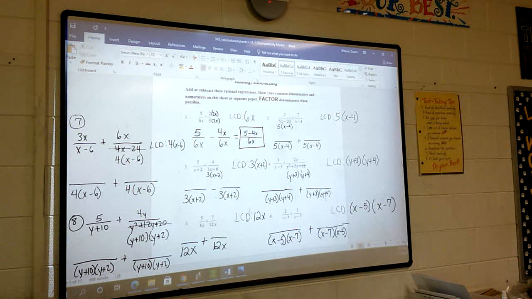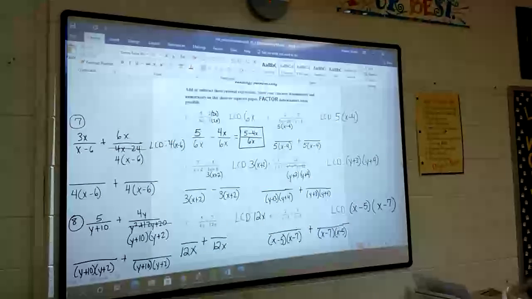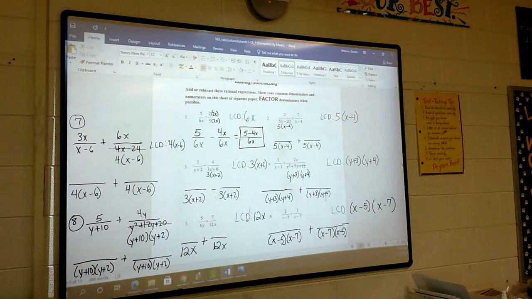So 1 through 8 is all we're going to do. You don't have to worry about that second page. That'll be later for review. So we're just going to do the 1 through 8. I've set them all up on here, and then you'll be able to simplify them and finish it up. And that'll be it for today.